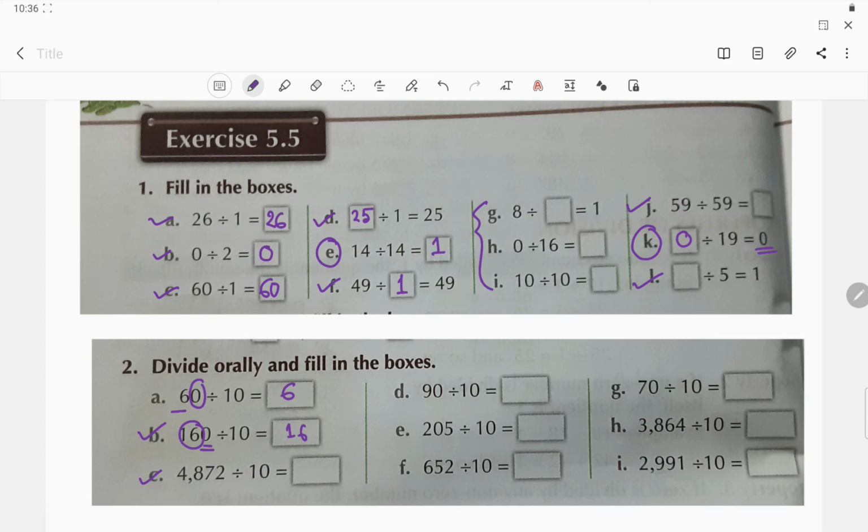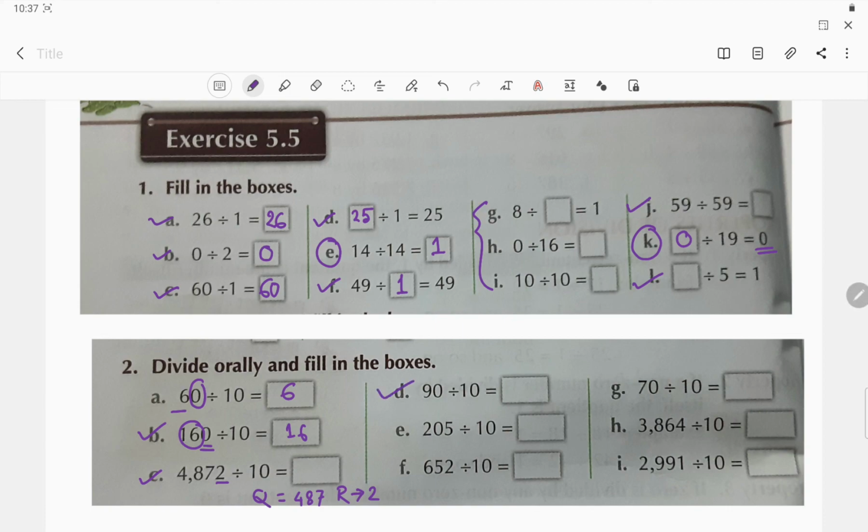C number, divide orally and fill in the boxes. Because you are dividing by 10, the last digit in the ones place, that is 2, will be the remainder. R for remainder and Q for quotient, and the quotient will be 487. So the quotient will be 487 and 2 will be the remainder.